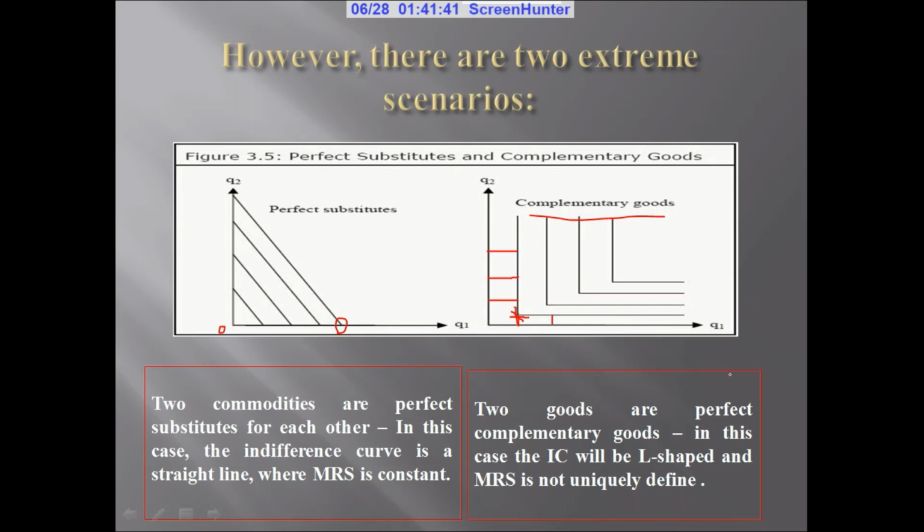Okay, these are the two extreme scenarios when the goods are not partial substitutes. Either they are perfect substitutes or complementary goods.